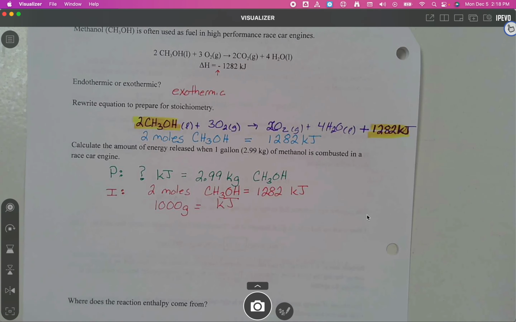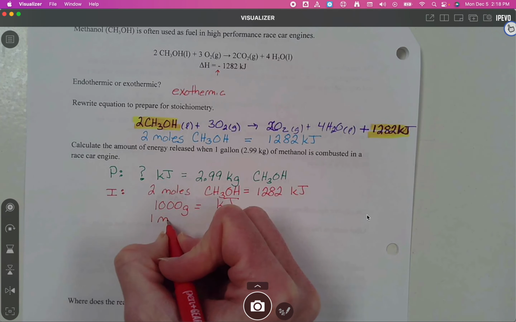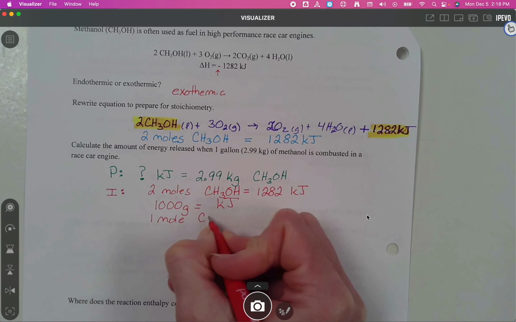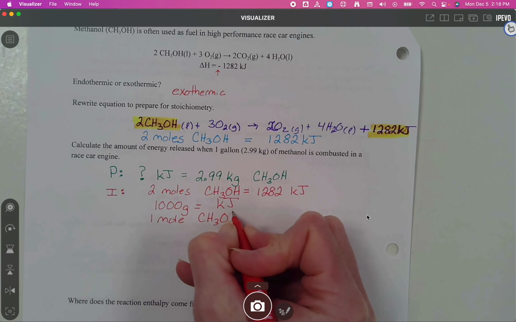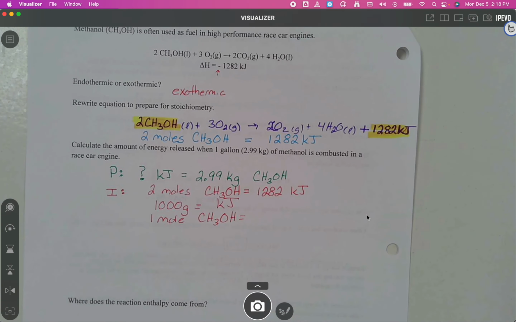And I need to know how much 1 mole of CH3OH weighs. All right, that's a periodic table question. So find your periodic table, find a calculator. We need a molar mass.